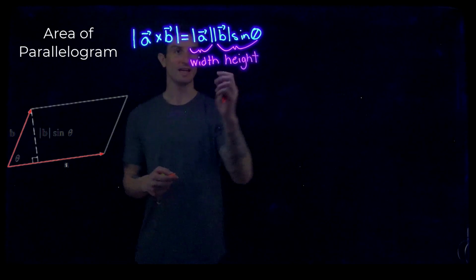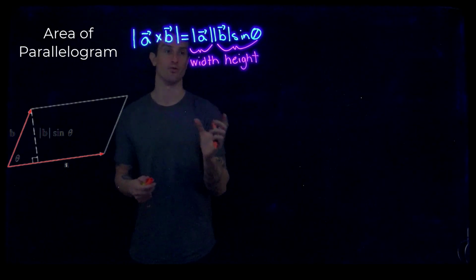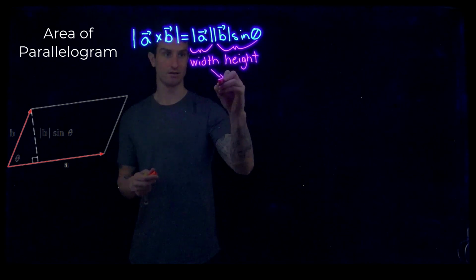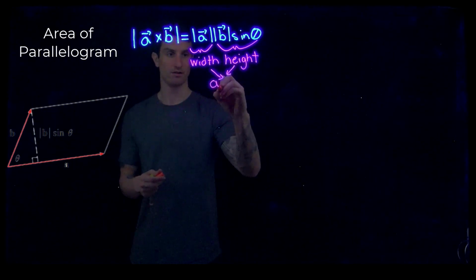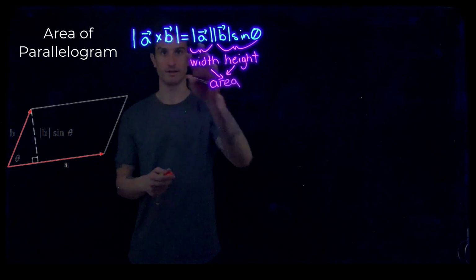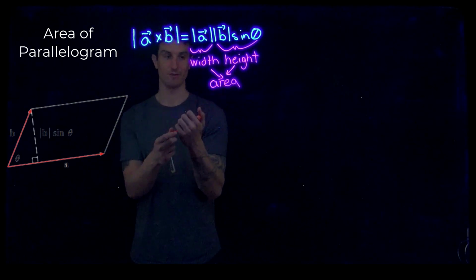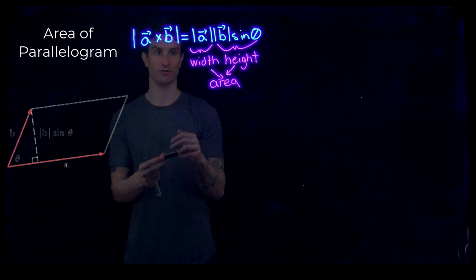And so what do we have? If we're multiplying these two things together, we have the width times the height of a parallelogram. That gives us the area, right? And by equality, since these two are equal to each other, either side of this will give me the area of our parallelogram.